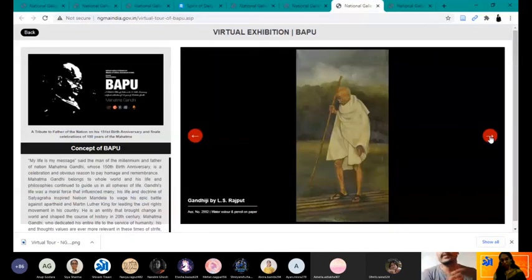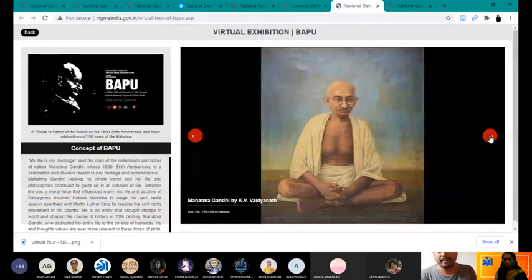Gandhiji by L.S. Rajput. L.S. Rajput is an artist who painted Gandhiji in this format. Obviously, we know the icon Gandhi in his later life, how he was trying to have a Swadeshi voice, and his teeth. It is very popular. Let's go to the next slide. There will be maybe 10, 15 slides. K.V. Vaidyanath. Yes, by K.V. Vaidyanath, you can see this is a beautiful painting.